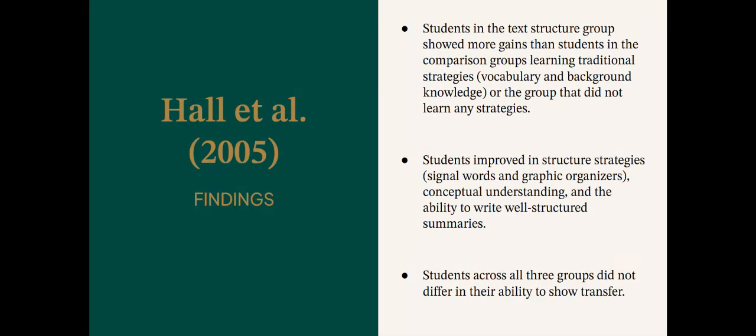Hall et al. found that students in the text structure group showed more gains than students in the comparison groups who were learning traditional strategies such as vocabulary and background knowledge, or compared to the group that did not learn any strategies. Students improved in structure strategies through using signal words and graphic organizers. They also improved their conceptual understanding and their ability to write well-structured summaries. Students across all 3 groups, however, did not differ in their ability to show transfer.